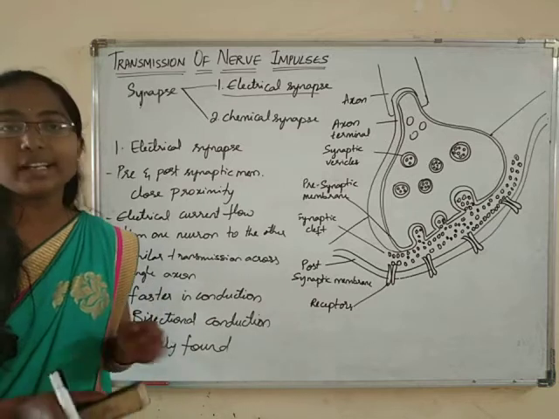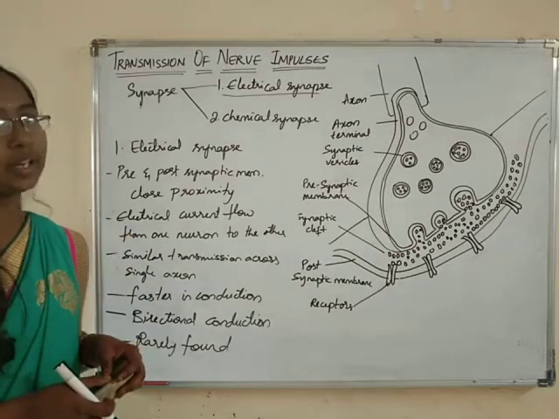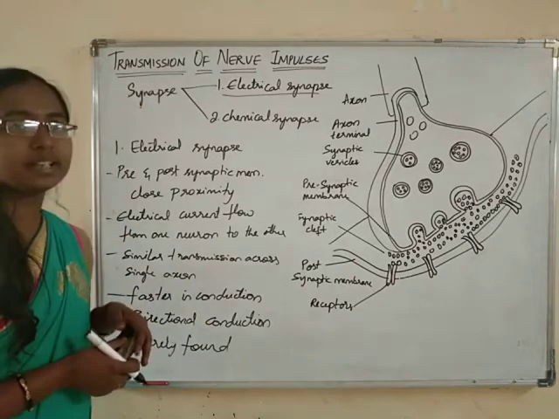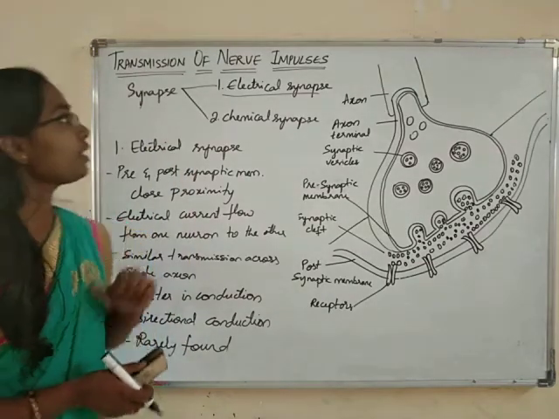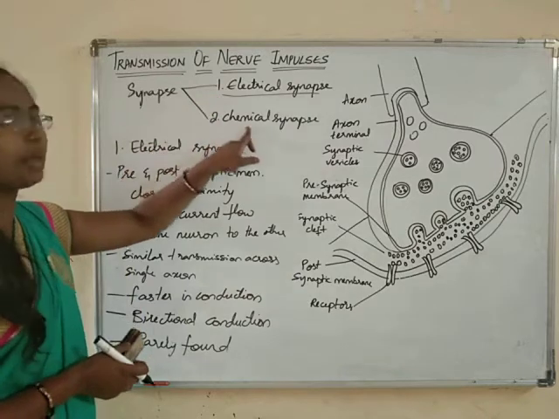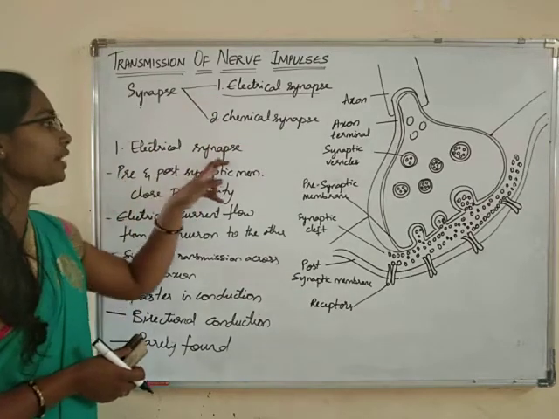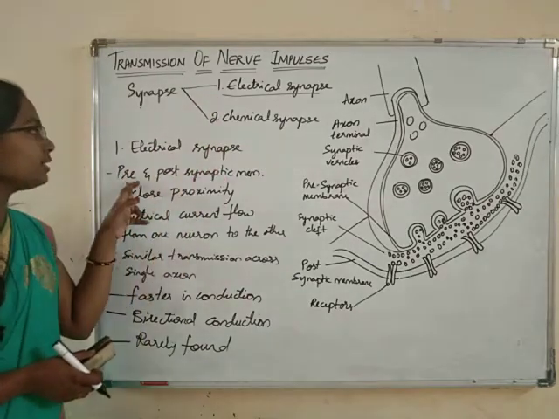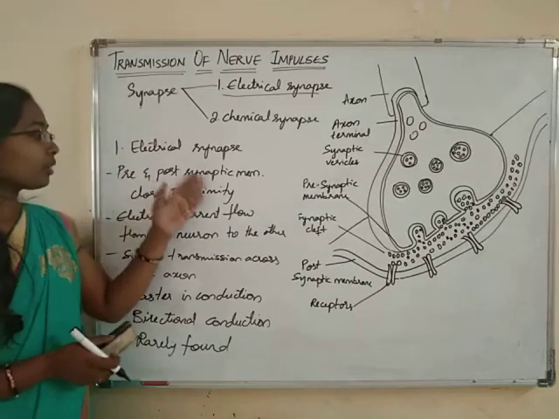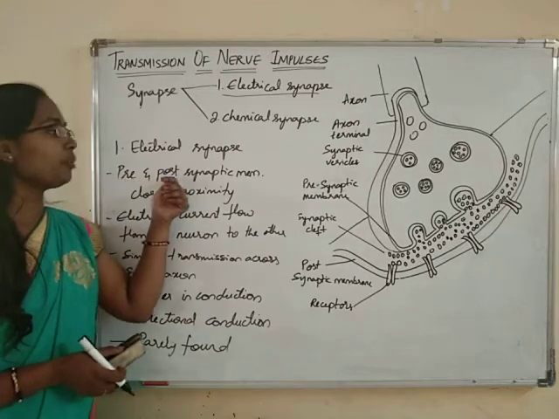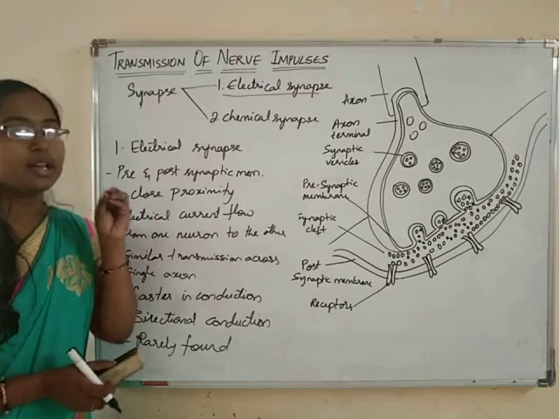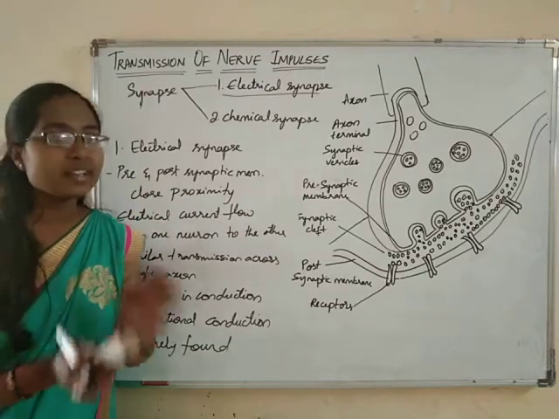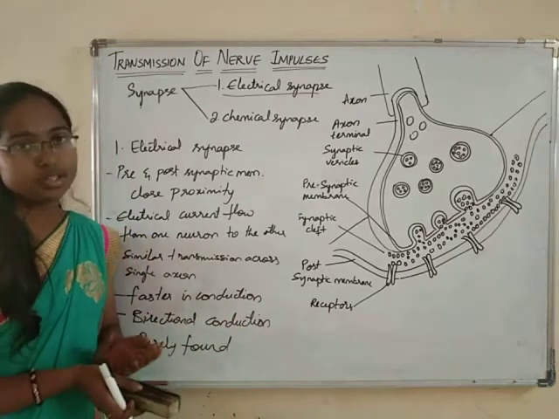Once again, I'll just quickly revise what an electrical synapse is. We have learned about the synapse, and I told you that there are two different types of synapses: the electrical synapse and the chemical synapse. We are learning about the electrical synapse. In the electrical synapse, the presynaptic membrane and the postsynaptic membrane are in very close proximity to each other. That means they are not separated by any gap.